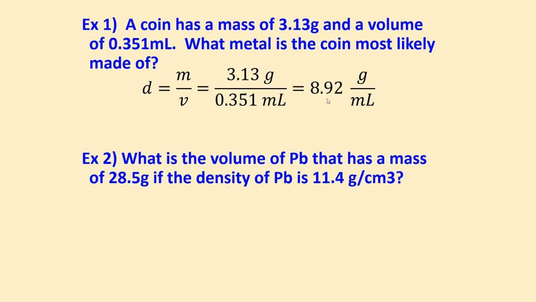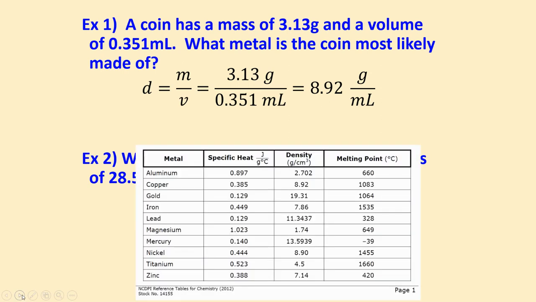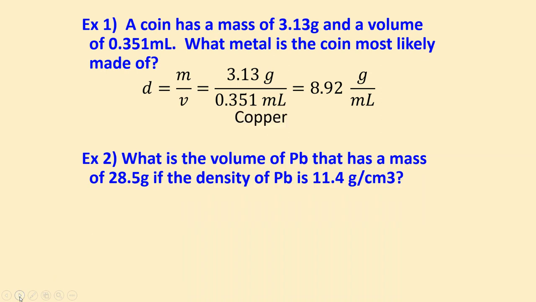But the question asks us, what metal is this? So we're going to go look on our reference table on page 1 at the bottom, and we see that we have a list of densities right here. So we're going to find the density of 8.92, which matches up to copper. So the metal that the coin is most likely made of is copper.